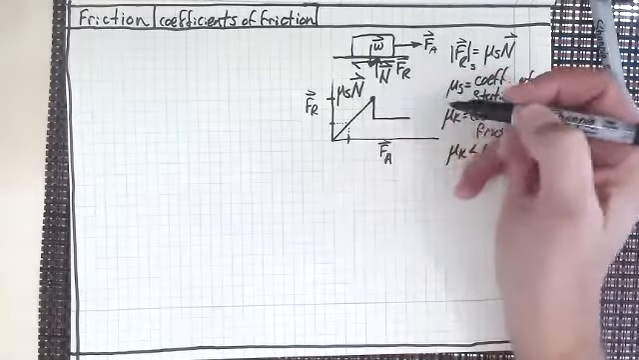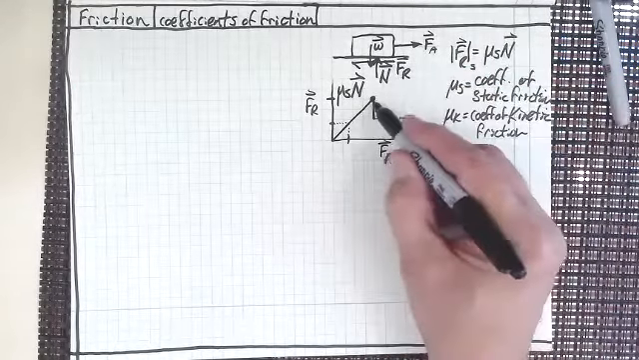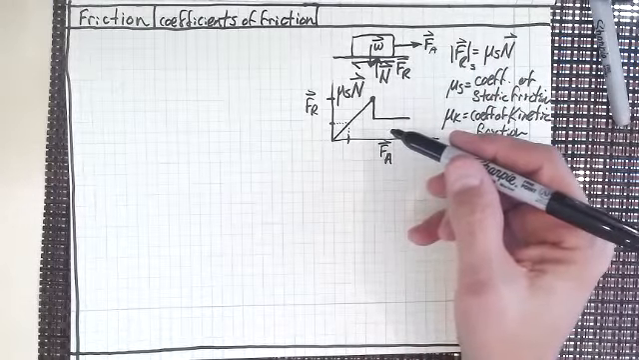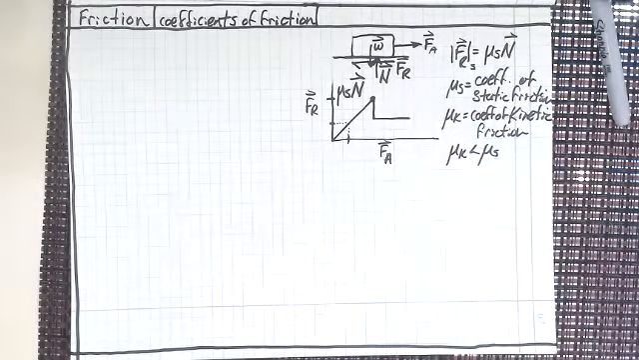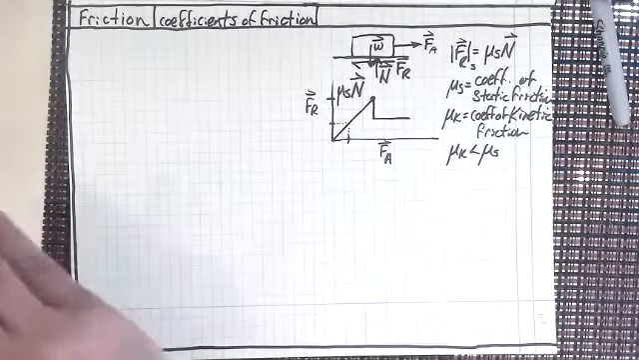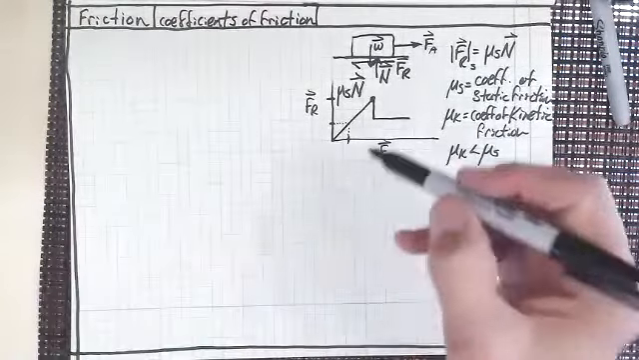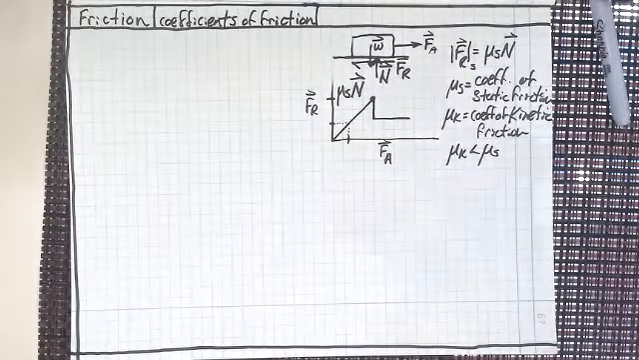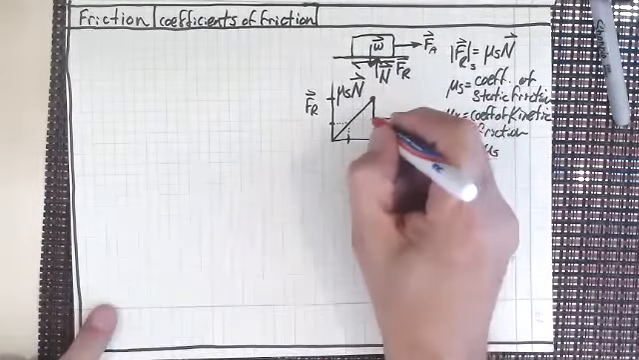But once I get to that point, it then drops. It's easier for me to push the kitchen table across the floor once I get it moving. And so when I do get it moving, it's then a lower force.